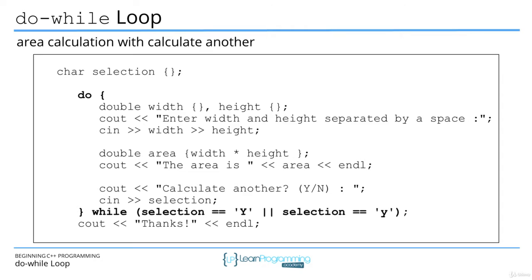Note that we have executed that first iteration of the loop unconditionally. That means we always execute this loop at least once. This makes sense in this case since I want to be able to calculate the area. Now we ask the user if they want to calculate another, and we read their response into the selection variable. Then we test this variable in the loop condition. If they entered a lowercase or an uppercase y, we perform another iteration of the loop and calculate another area. If they enter anything else, the loop terminates and we display thanks.